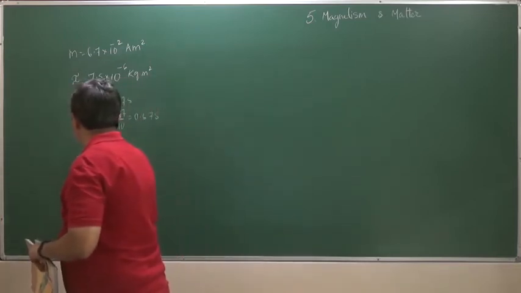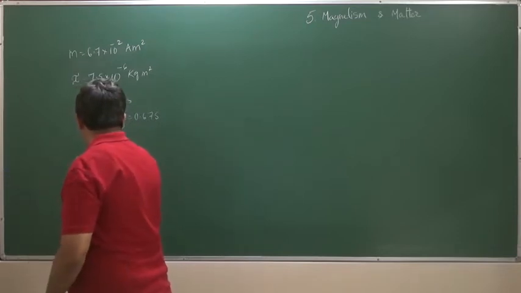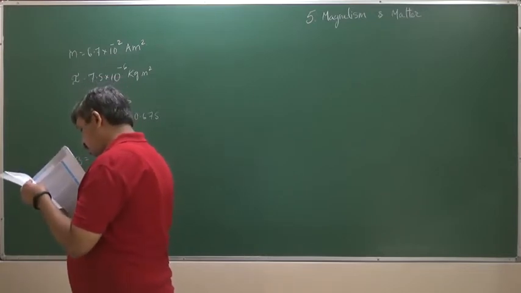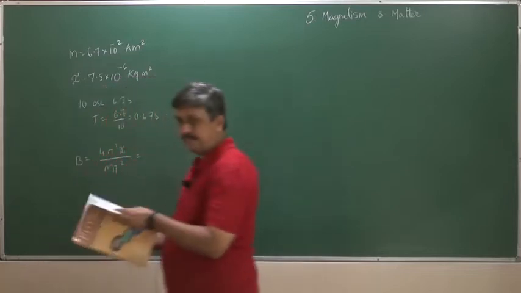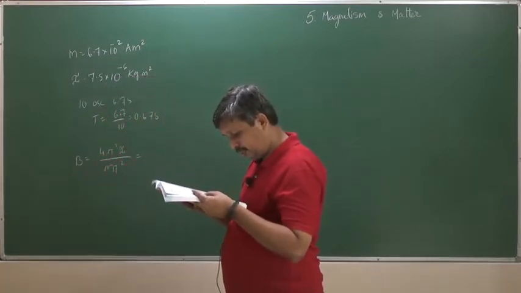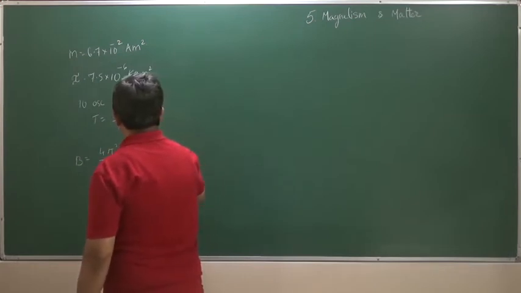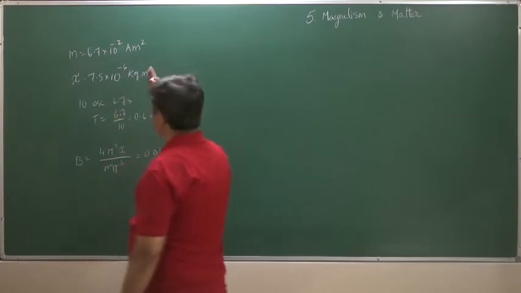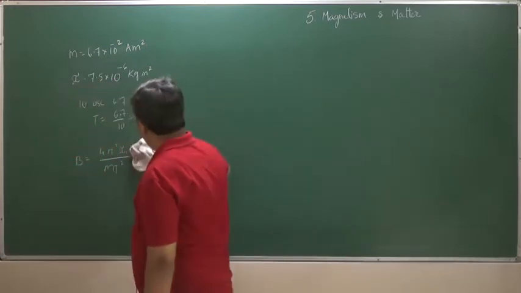B is equal to 4 pi square into moment of inertia divided by M T square. If you substitute it, you will get the value of B, which in this case we got as 0.01 Tesla. So this is one question. It's a very straightforward substitution question, so just as a practice you can do it. Let's go to the second question.